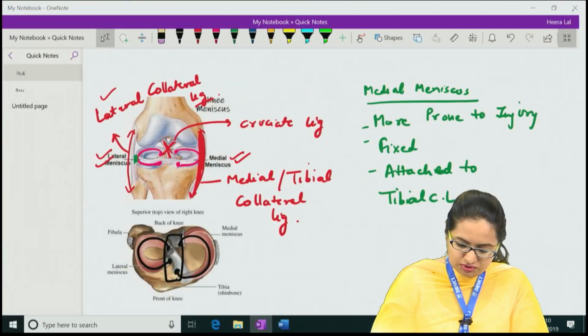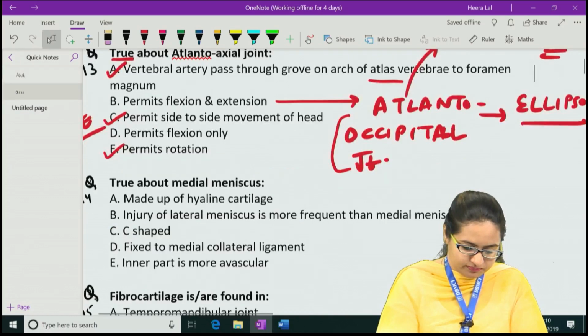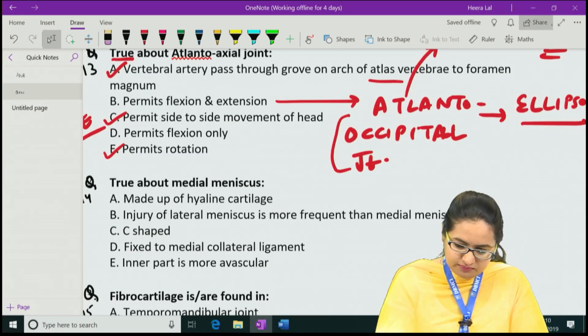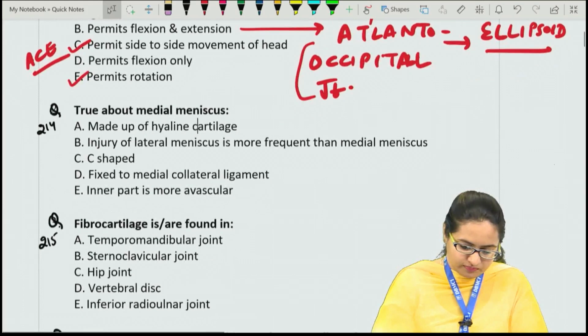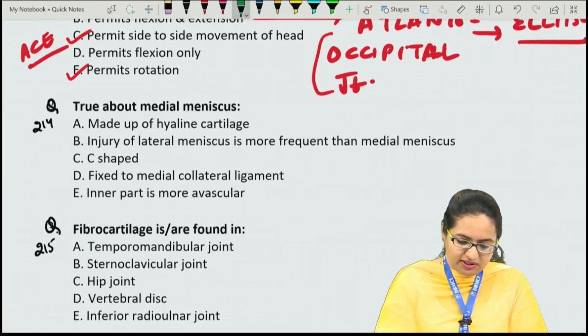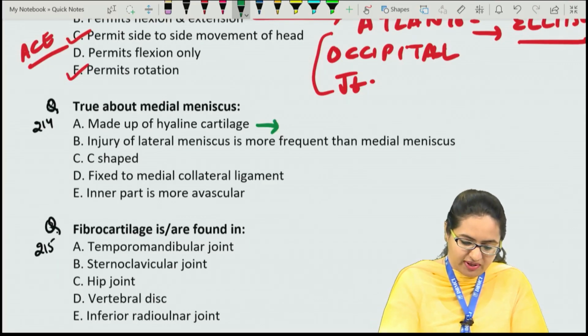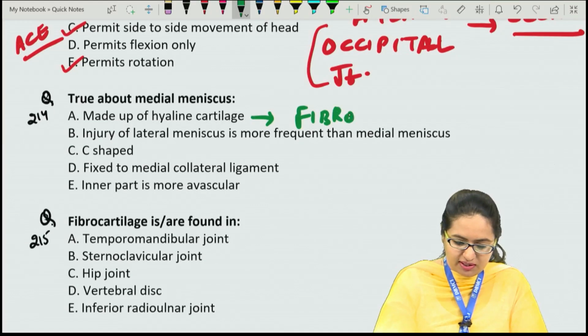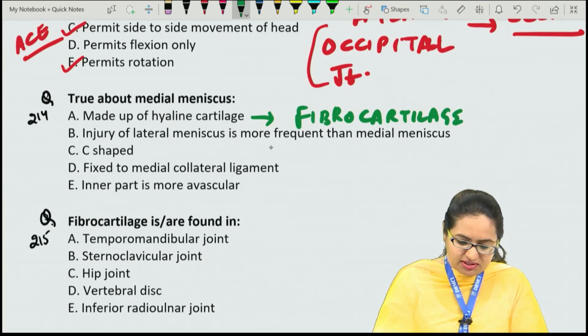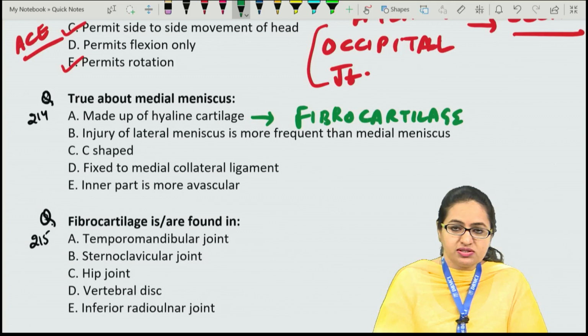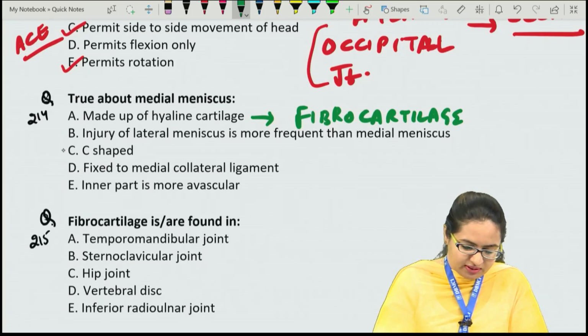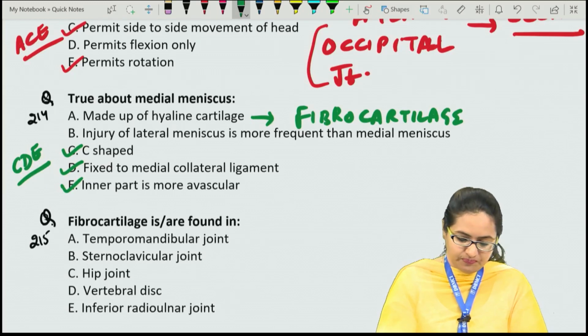Now if we come back to the question, the question says the true statement about the medial meniscus is that it is made up of hyaline cartilage. It is not made up of hyaline cartilage, it is basically made up of fibrocartilage. Then injury of the lateral meniscus is more frequent. We have just discussed that it is the medial meniscus where injury is more frequent. Then it is C-shaped, it is fixed to the medial or tibial collateral ligament, and the inner part is more avascular. So the answer for this question is C, D and E.